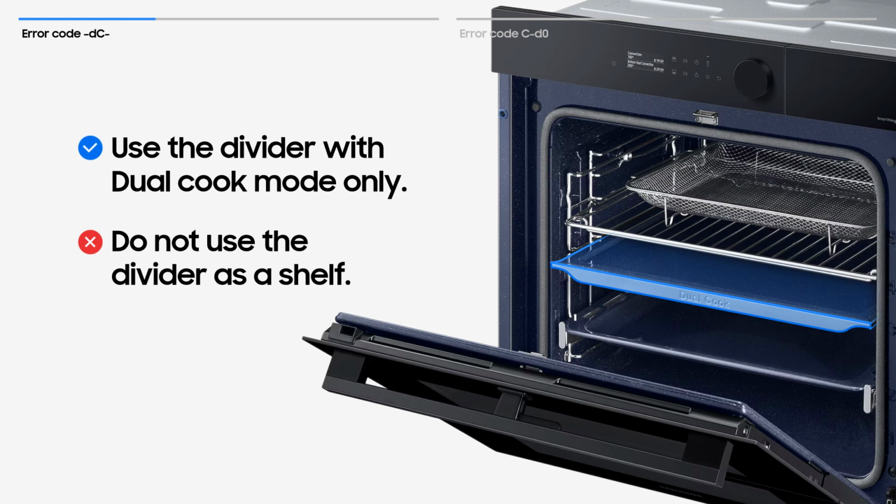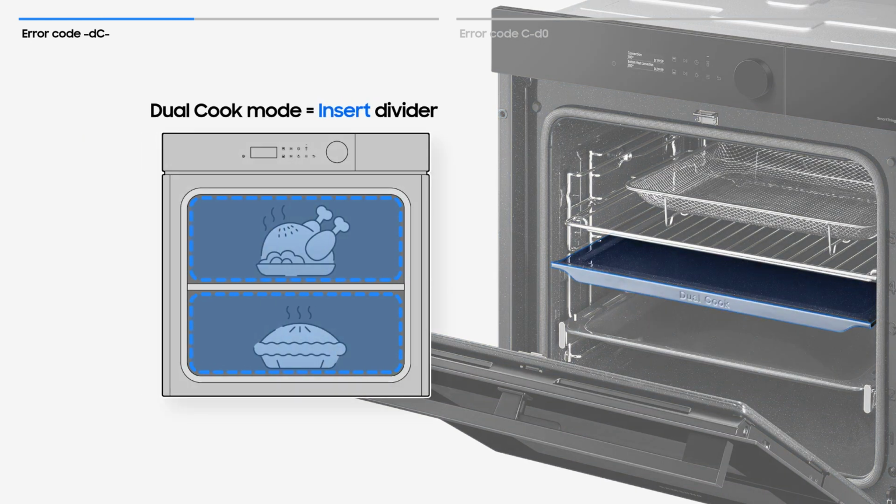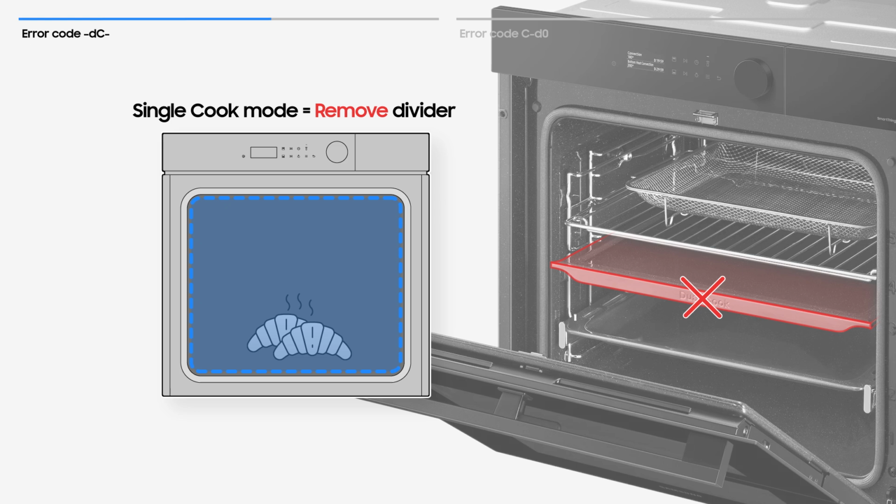Do not use the divider as a shelf. For example, do not remove the divider when the oven is set to double cook mode. Removing the divider will trigger the DC error. And for single cook mode, do not use the divider.